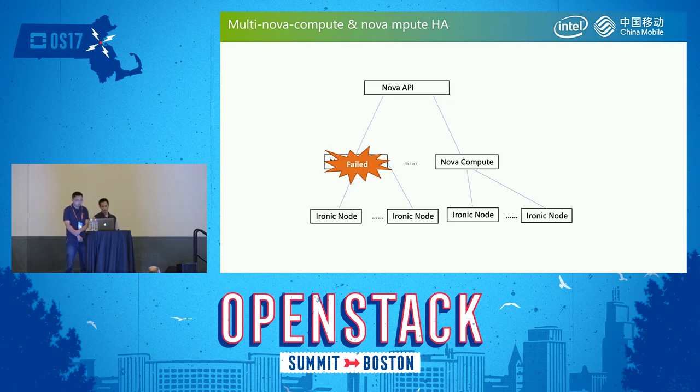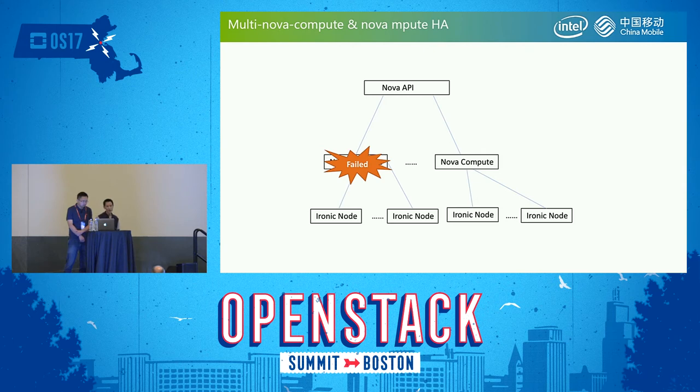HA of the Nova compute. The HA feature is a key requirement in a production environment. We all talk about HA of OpenStack services. Like I mentioned before, there will be 10 Nova compute services deployed on 10 nodes to achieve high availability. And the 3,000 nodes behind the Nova compute were controlled by those services. So if one of the Nova compute services failed, there would be around 300 nodes left unmanageable.